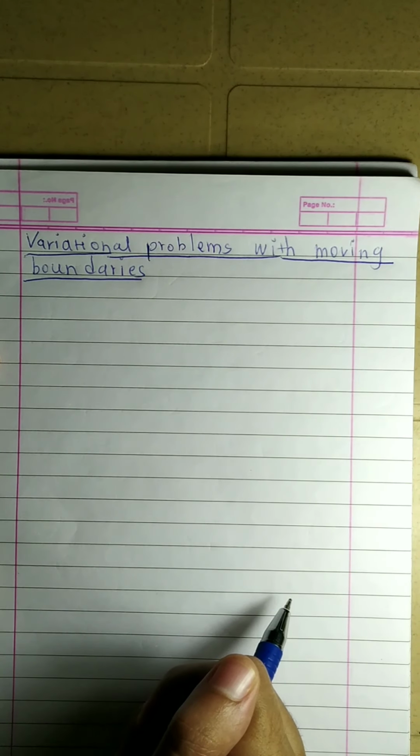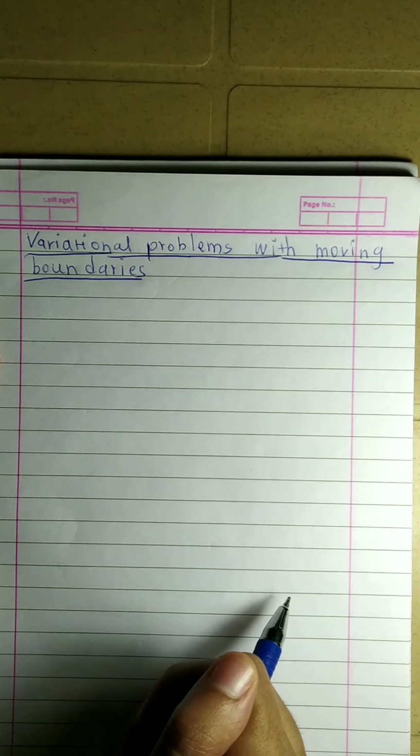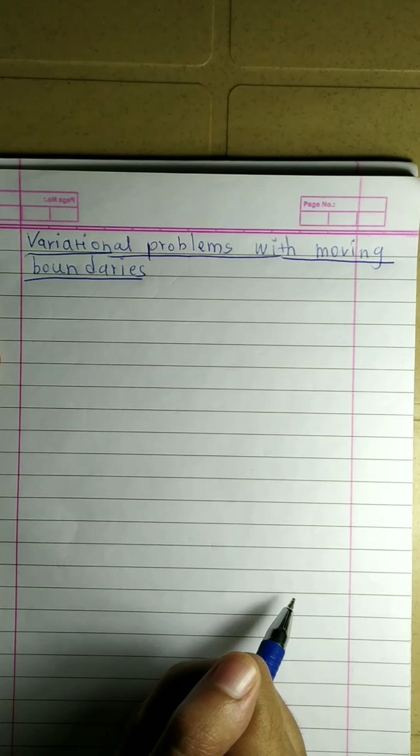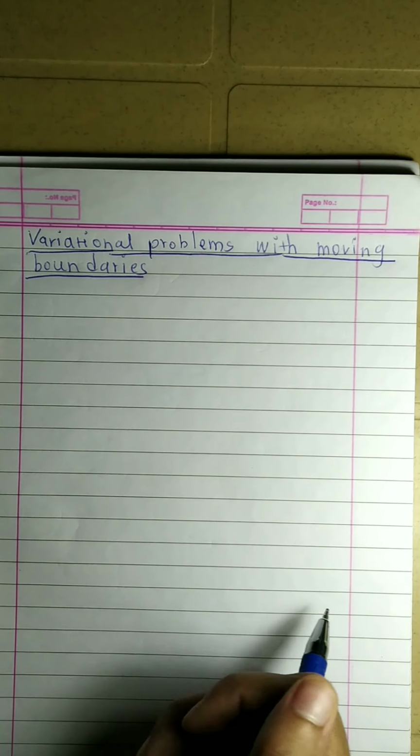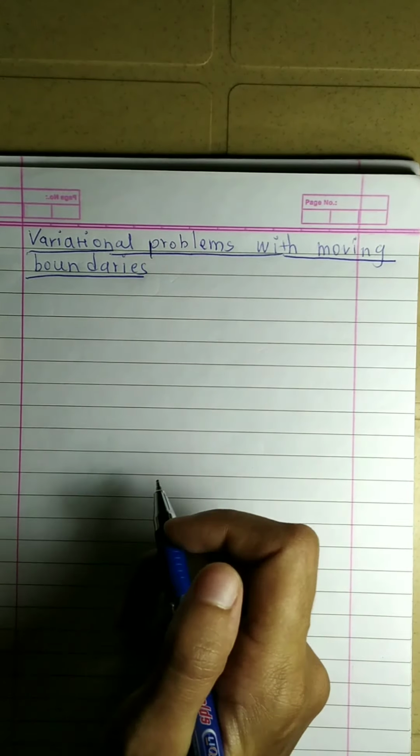Hello everyone. In the last video, we have seen variational problems in parametric form and examples based on that. Today we will start with a new subtopic, that is variational problems with moving boundaries.